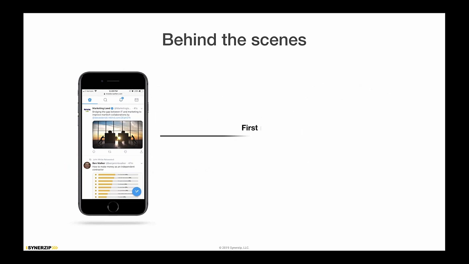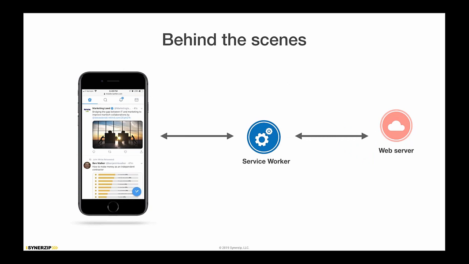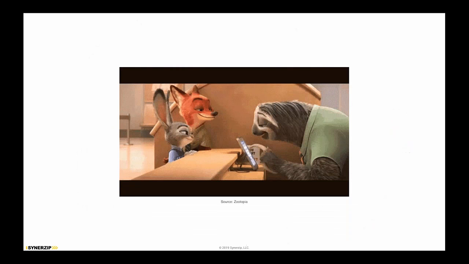Let's see what happens behind the scenes when we access the web app the first time. As part of the initial response, the service worker is received by the browser and registered, and all subsequent requests are routed through the service worker. Any returning user has the service worker already installed, so they get the advantage of caching. But what about the first load? Because first impression matters. No one likes to wait.